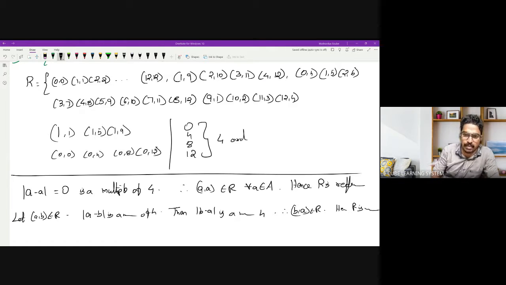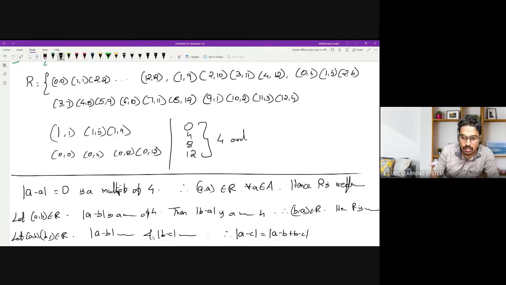Transitive also we can write in the same manner. Let (A, B) and (B, C) belong to the relation. Modulus of A minus B is a multiple of 4. Modulus of B minus C is a multiple of 4. Therefore, modulus of A minus C, which is A minus B plus B minus C, is a multiple of 4. So (A, C) belongs to R, and R is transitive. Instead of writing all the elements, we can write like this also. It's an equivalence relation.